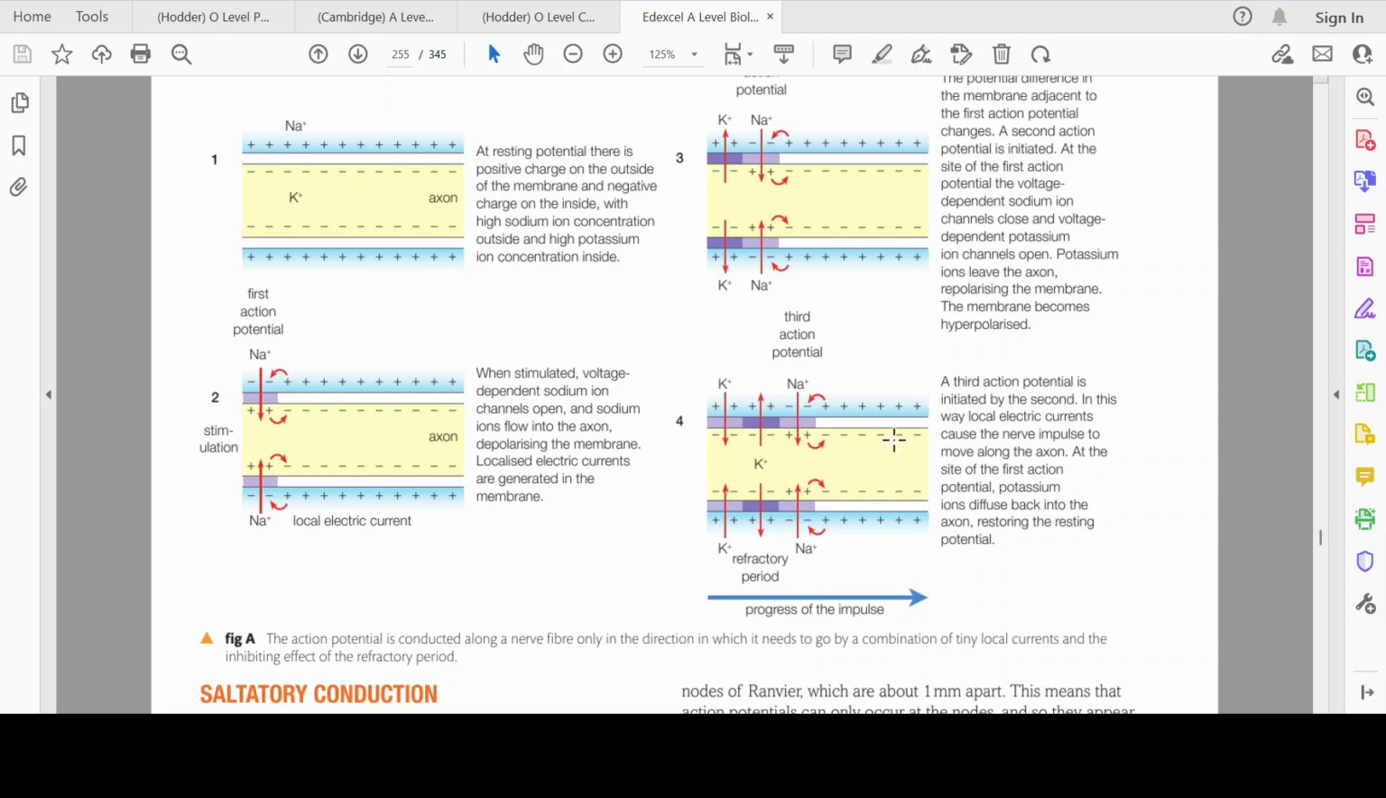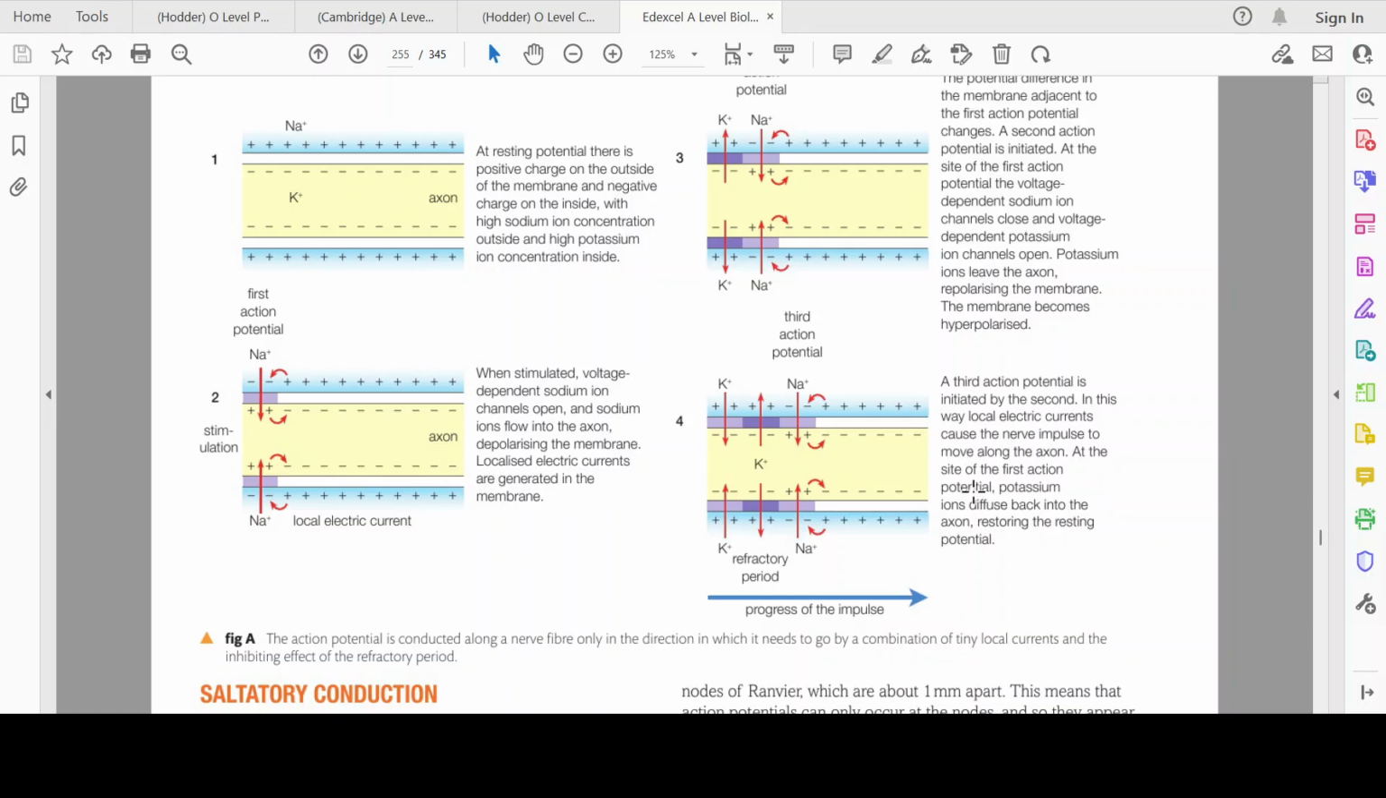And then step four, so this is showing all three, right? So you have this part where sodium ions are moving in, so that is where the action potential is. This part where it is being hyperpolarized, and then the first part where it is going back to the resting potential. So a third action potential is initiated by the second. In this way, local electric currents cause the nerve impulse to move along the axon, and this is the direction of the impulse, the arrow.